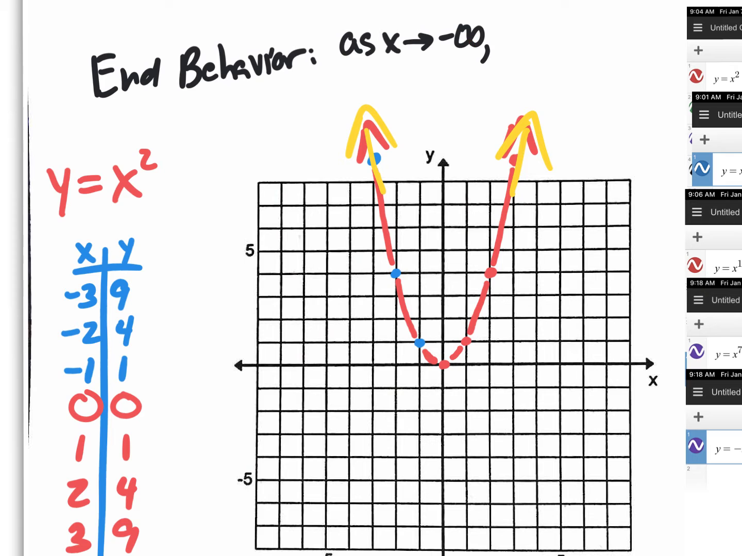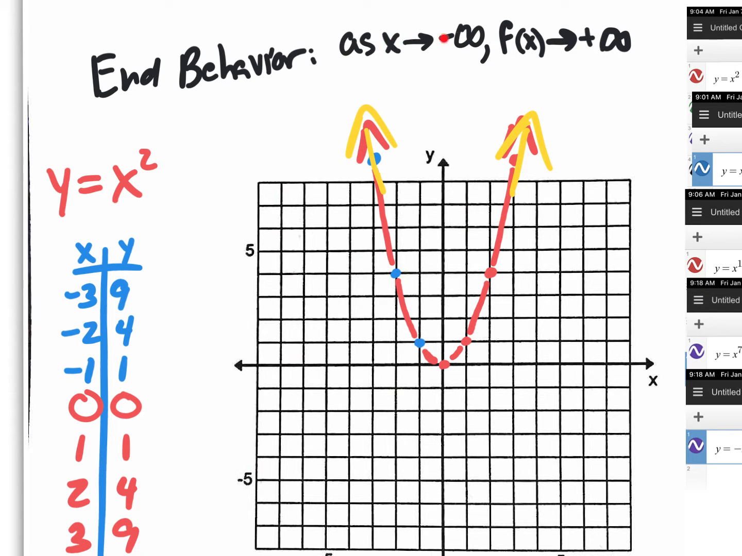So as x approaches negative infinity, your y values, but instead of writing y, I want to write f of x. It's the same thing as y. Your y values, your f of x values approach what? Positive infinity on the y's or negative infinity on the y's? Positive. That's right. As you go to negative infinity on the x's, it goes to positive infinity on the y's. So we're going to put positive infinity on that f of x. Make sense?